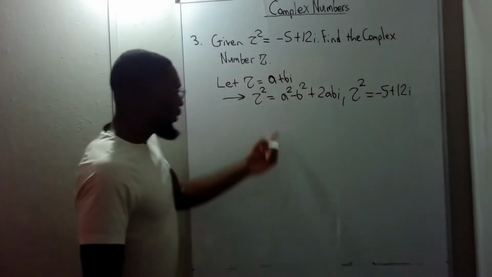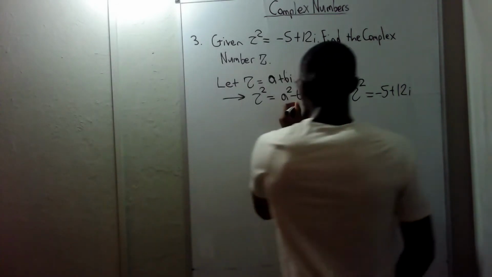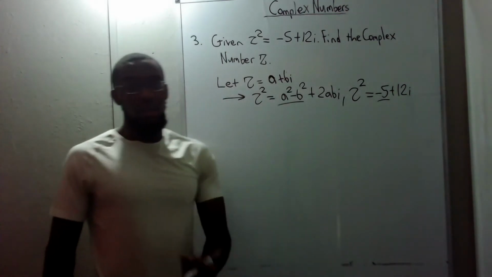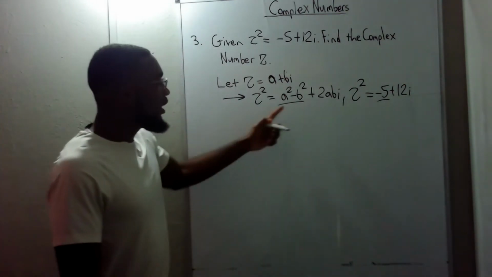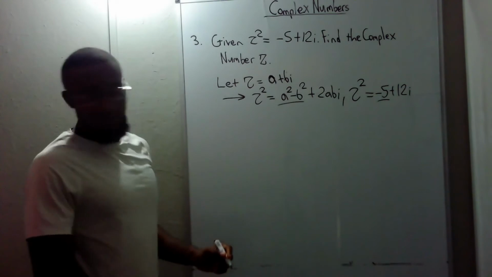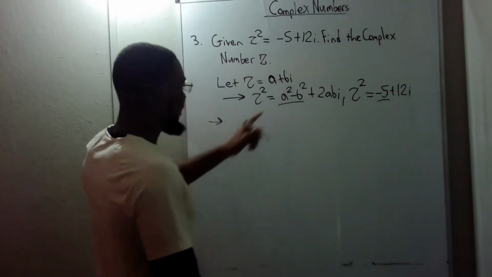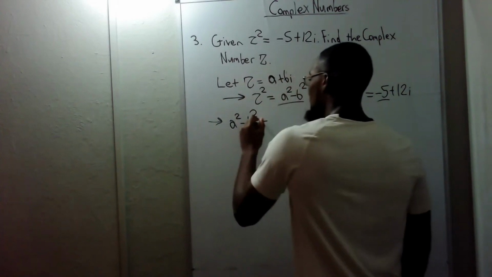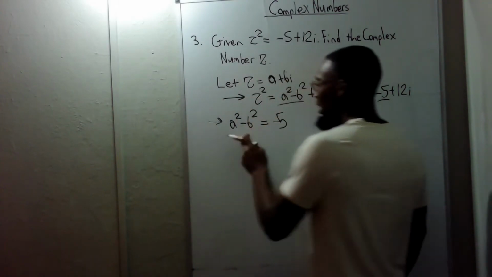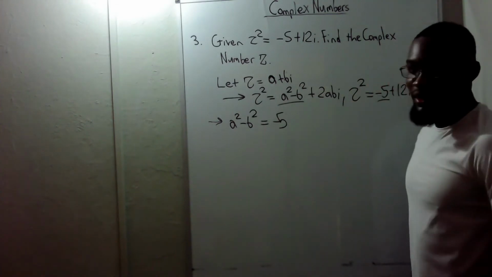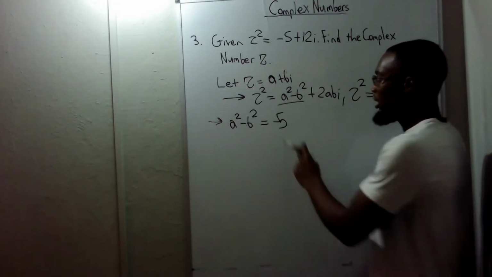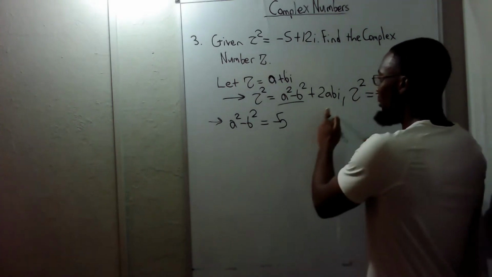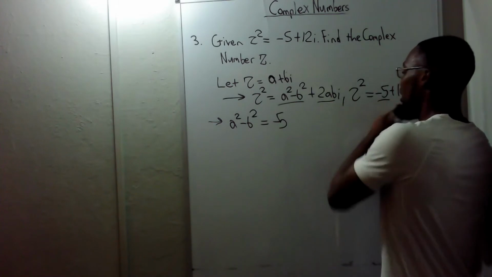So let's start by equating our real parts. If two complex numbers are equal, then their real parts must be equal. So that implies that a squared minus b squared must be equal to negative 5. What else do we know? A squared minus b squared equals negative 5. And from the imaginary part, 2ab is 12.